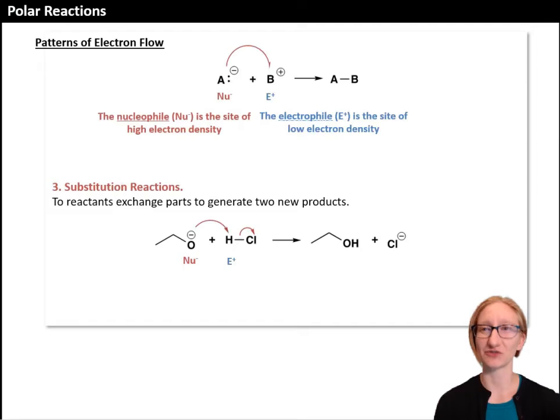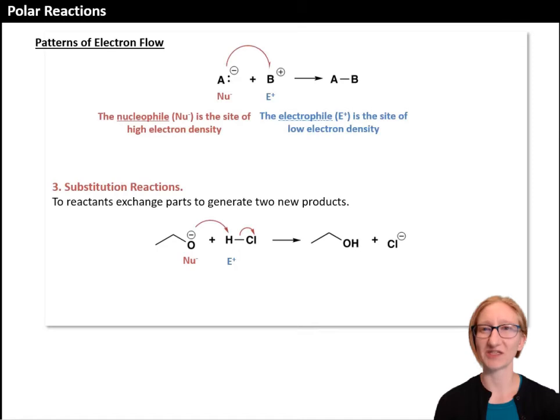Third, we have substitution reactions. And these are reactions where 2 reactants combine to form 2 new products. We can also think of these reactions as a group on the reactants changing places from one reactant to the other. And in this example, that group is the hydrogen. It changes places and moves from the chlorine to the oxygen. In this reaction, the oxygen is the nucleophile, and the hydrogen, or the proton, is the electrophile.